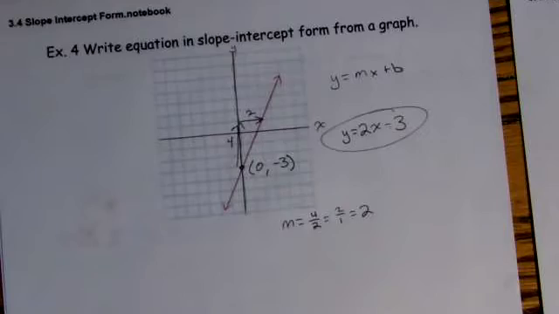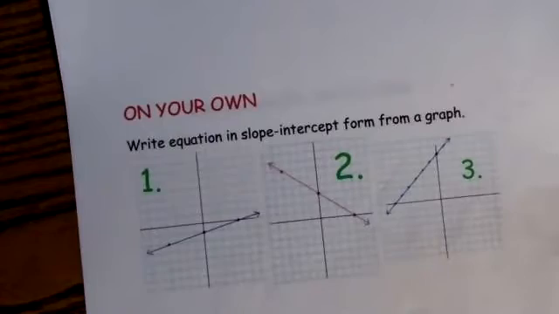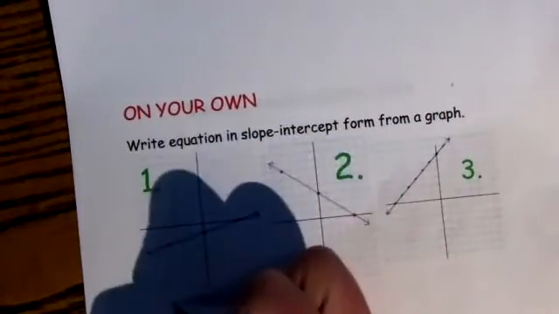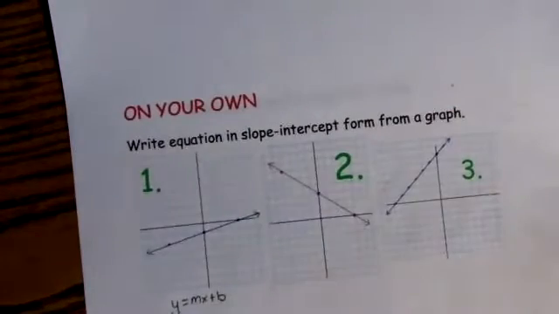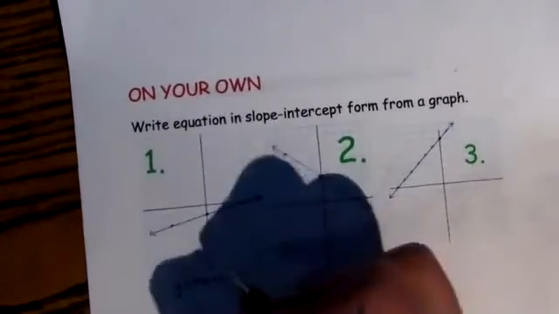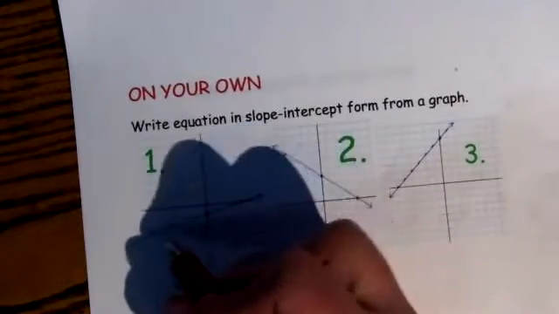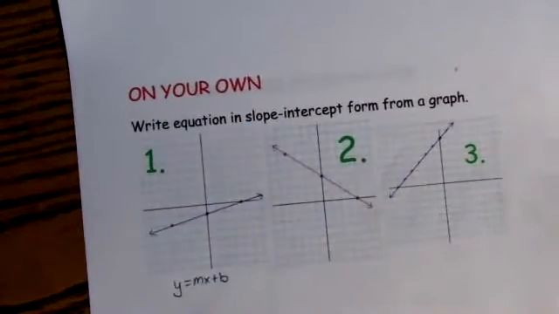Let's do another example here. All right, I got 3 down here, but we're not going to do all 3. We're going to do 2 of them. So let's look at number 1 here. Remember, we need it in the form y equals mx plus b. So the first thing we find is b. Well, b is the y-intercept. So this line crosses the y-axis here. Right there, it's -1. So our b is -1.